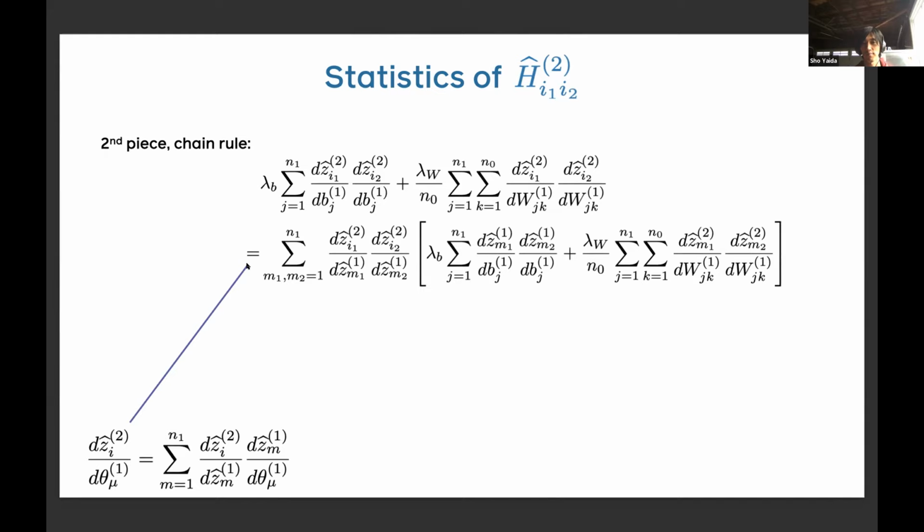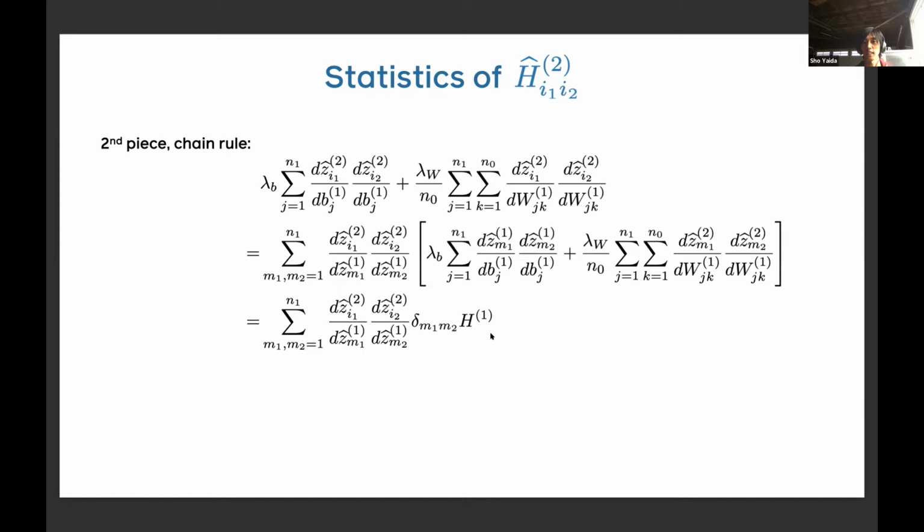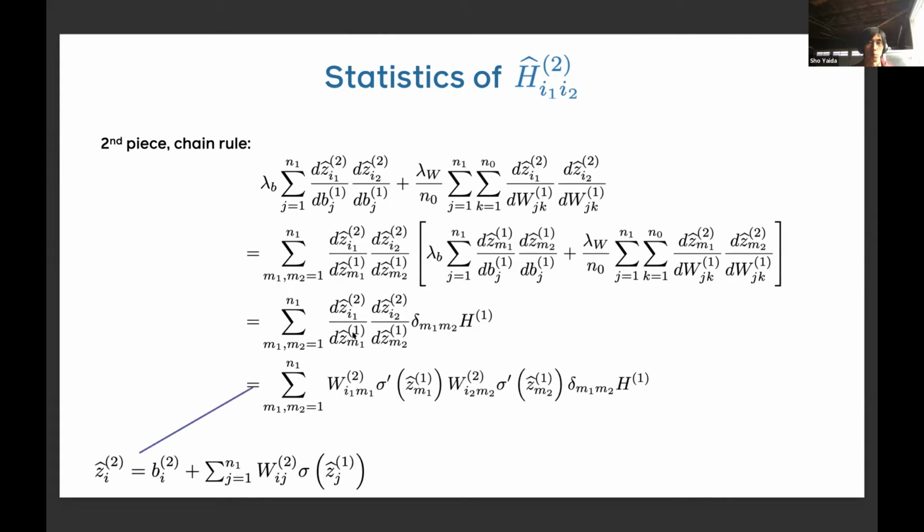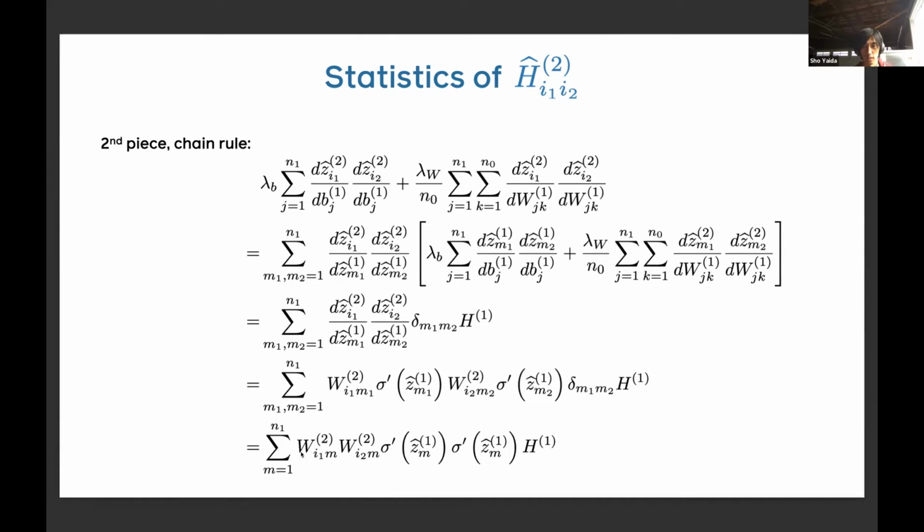And the second step is that you notice that this thing in the square bracket is precisely the NTK in the first layer, which we evaluated to be just a Kronecker delta times H, with M1, M2 indices here. And now you plug in the definition one more time of the second layer pre-activation. You differentiate this with respect to the first layer pre-activation. So you get W and the derivative of the activation squared. And you do the sum, your Kronecker delta contracts, and this is what you get. So putting these two pieces together, this is what you get.